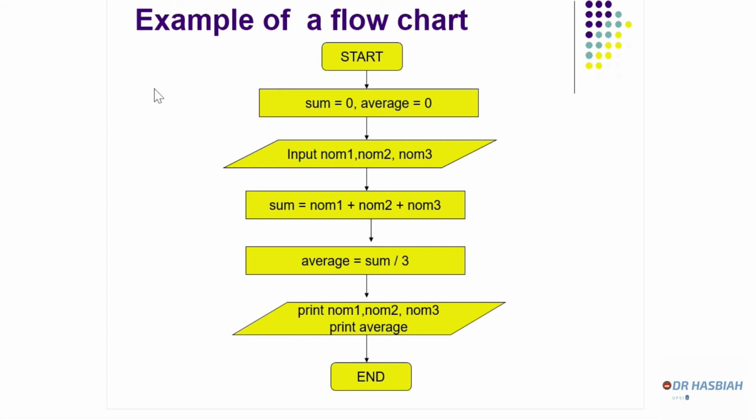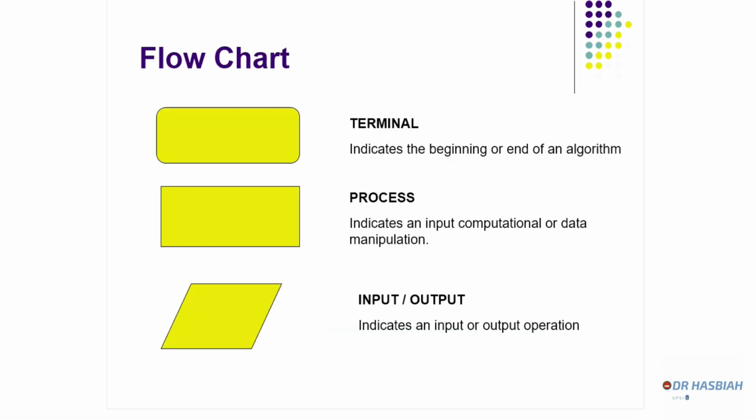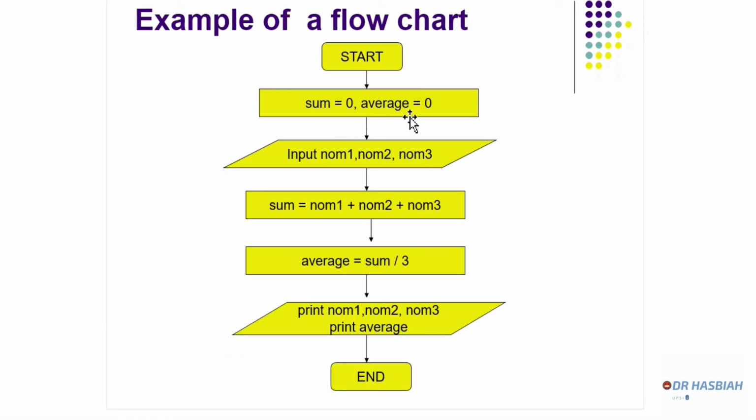The first one, we have to know we want to start. If you want to start, you use this terminal symbol, start and then end here. Between start and end, we have other symbols, depending on the operation that you want to do. Let's say you want to assign 0 to sum and 0 to average. We use the process symbol, the second one: sum equal to 0, average equal to 0.